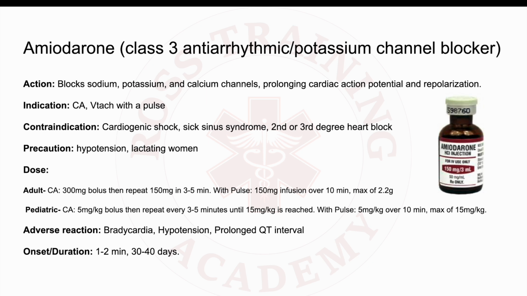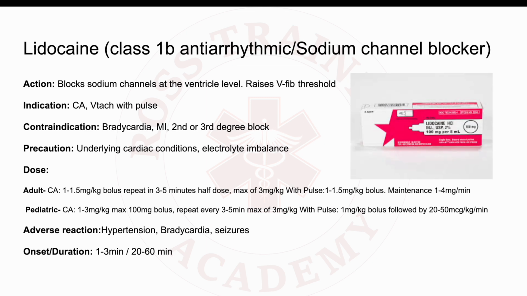So for the pediatric patient in cardiac arrest, it's going to be 5 milligrams per kilogram bolus every 3 to 5 minutes for a max of 15 milligrams per kilogram. And then for VTAC with a pulse for the pediatric, 5 milligrams per kilogram over 10 minutes with a max of 15 milligrams per kilogram. Adverse reaction is going to be bradycardia, hypotension, and then prolonged QT interval. The onset is going to be 1 to 2 minutes, and then the duration is going to be 30 to 40 days.